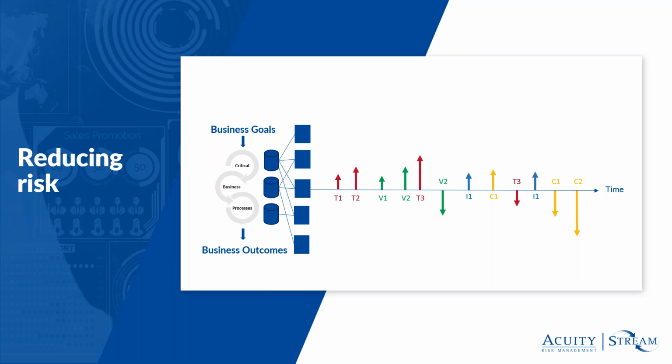So how do we go about now reducing risk? If our risk is above tolerance, then what are we going to do about it? And the main lever for reducing risk is through applying controls. And I'm talking about controls in their widest sense here.